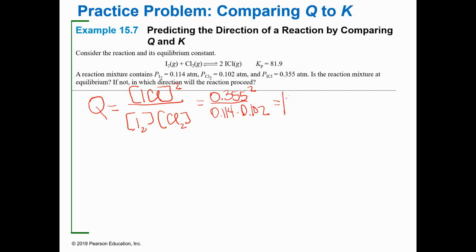We're going to calculate, and I get 10.83. We know that Q is less than K because 10.83 is less than 81.9. If we write it the other way, that's the easier way for me to remember it. What way will the reaction proceed? Towards the products. All I did was flip it, okay?